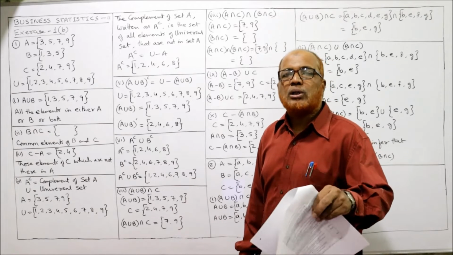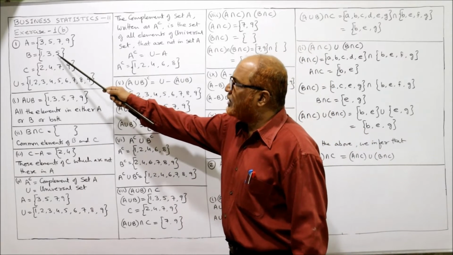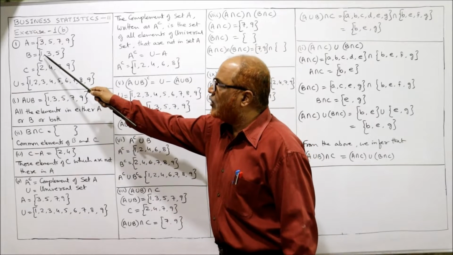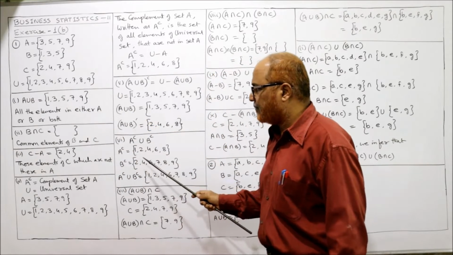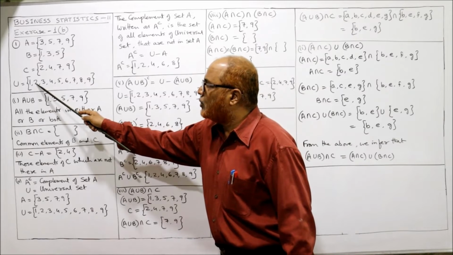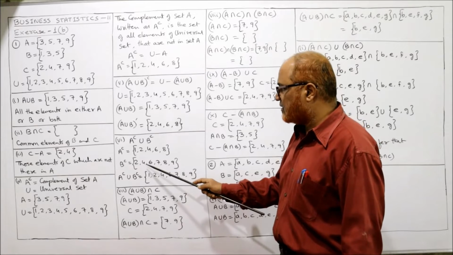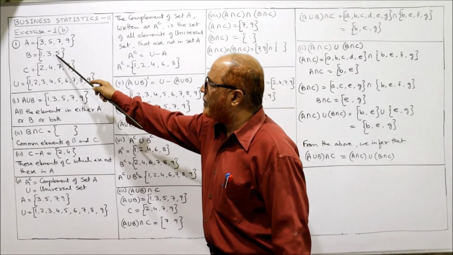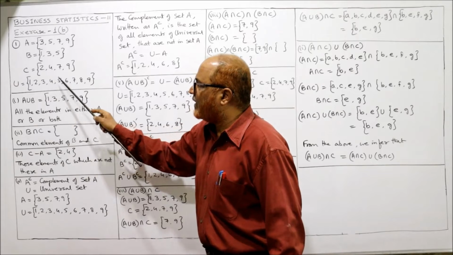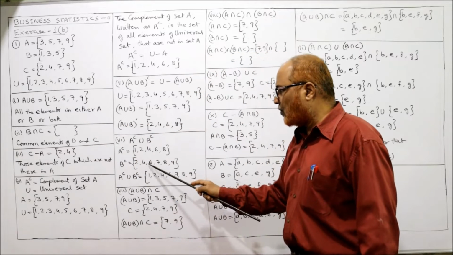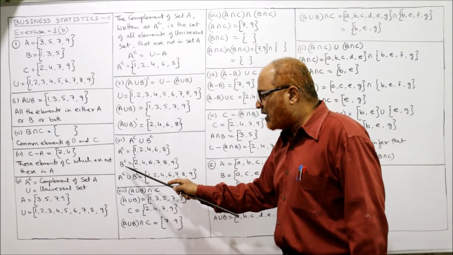B complement means all those items of the universal set which are not there in B. So here B is this one and this is the universal. Ignoring 1, 3, 5, the remaining elements we will take. Sorry, 1, 3, 5 we should not take. Ignoring 1, 3, 5: 2, 4, 6, 7, 8, 9. This is B complement. So we have A complement and we have B complement.